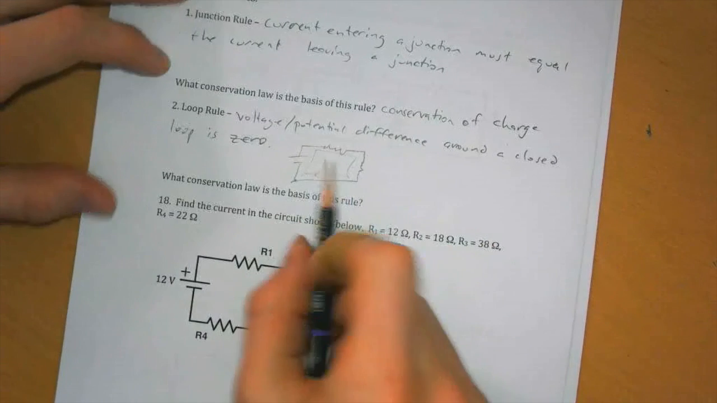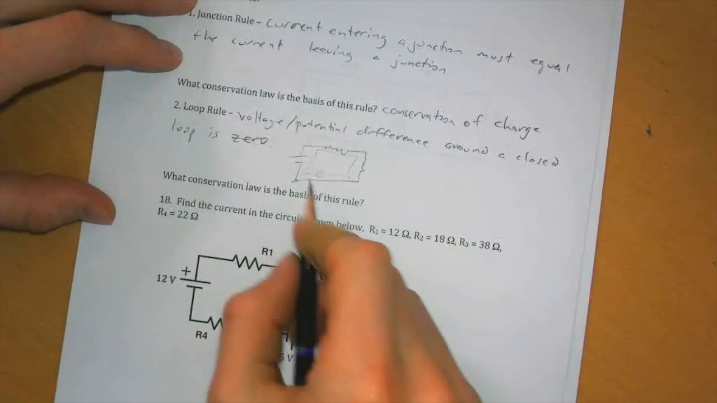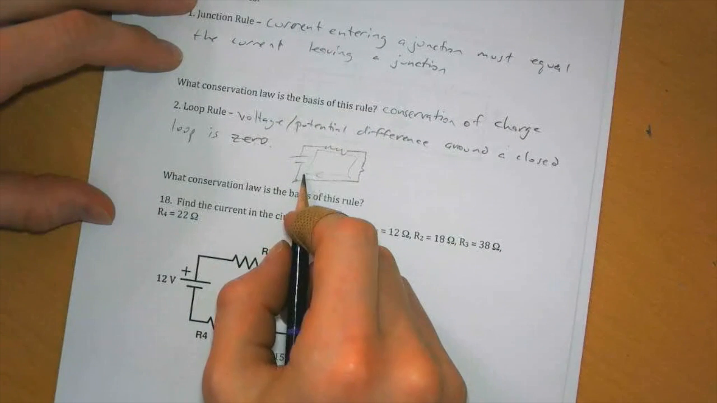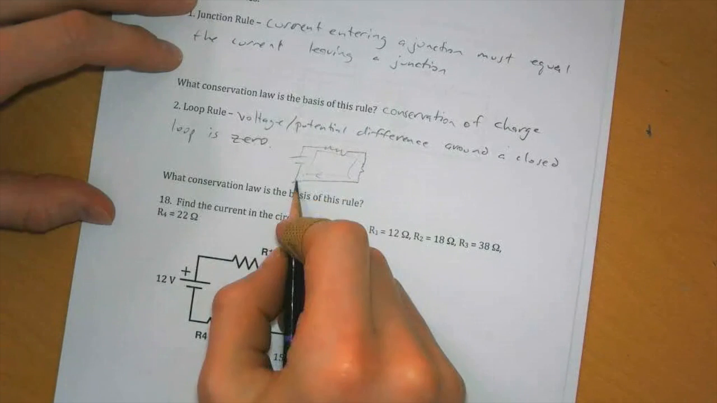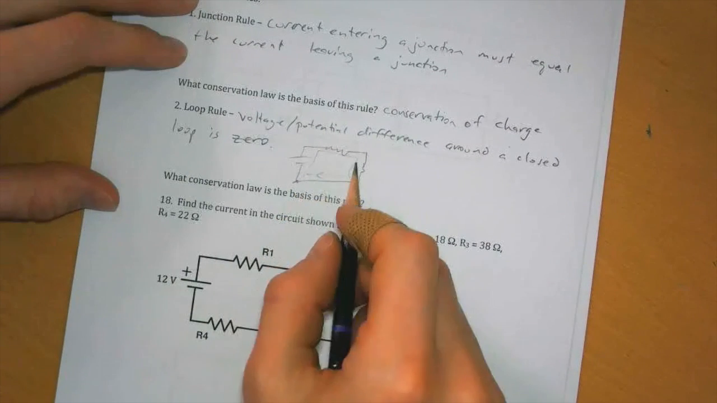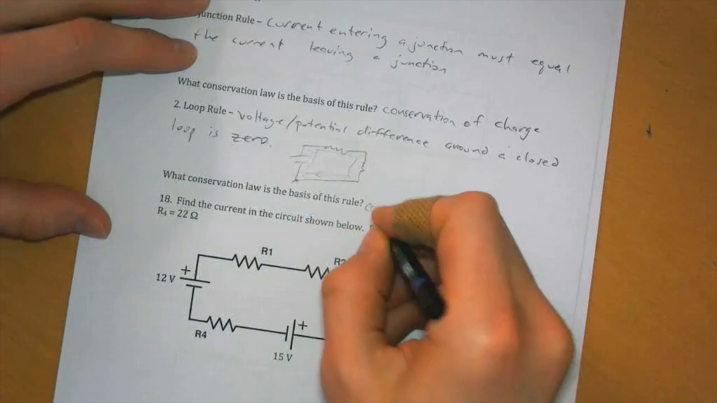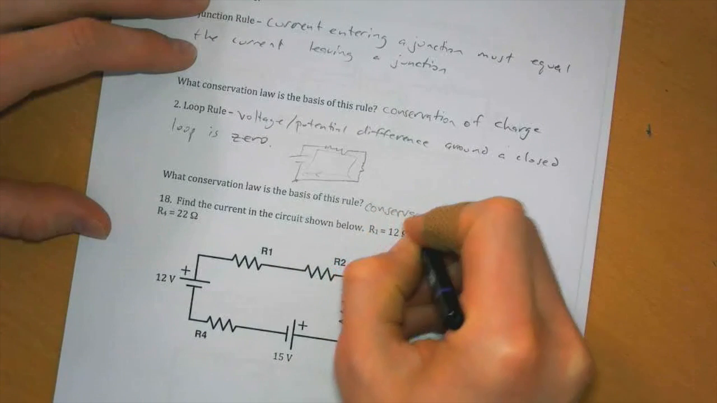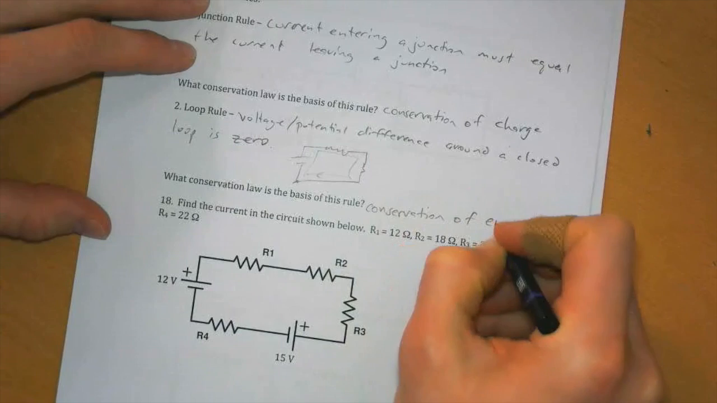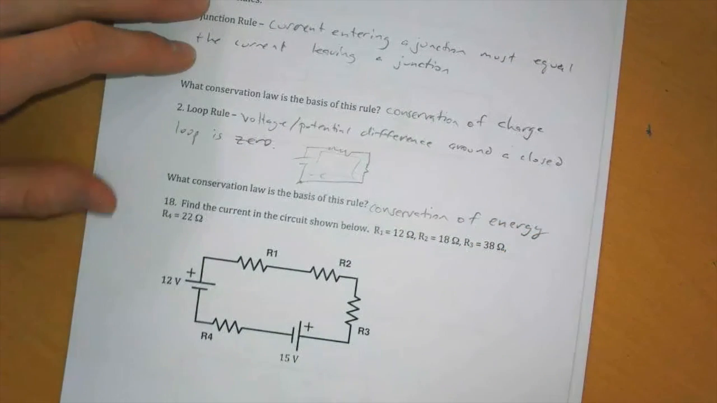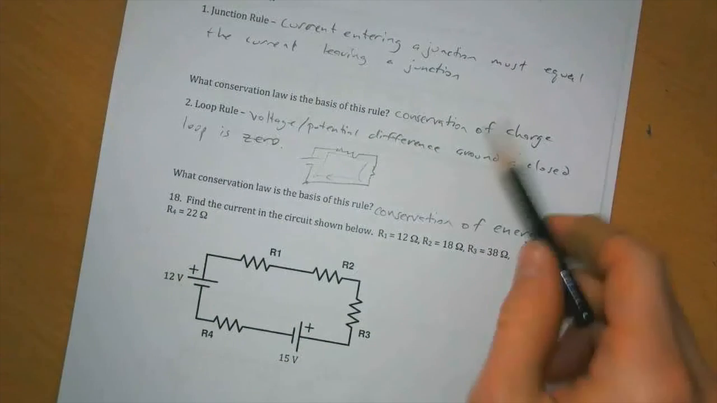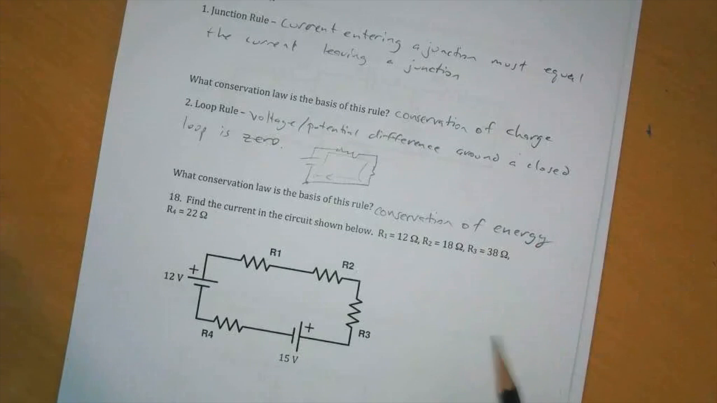If the potential difference was not zero around a closed loop, that would mean that going from here, coming back to here, you're either gaining or losing energy, and so that would violate conservation of energy. So the basis for the loop rule is conservation of energy. So the junction rule is based on conservation of charge. The loop rule is based on conservation of energy.